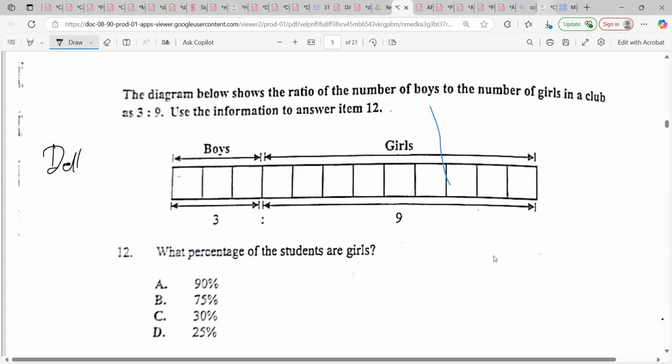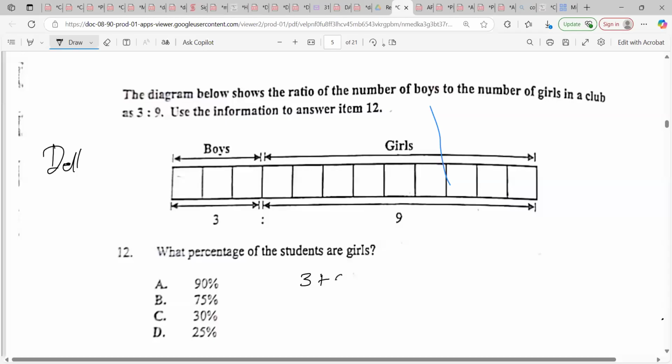Okay, sir. The question asks, the diagram below shows the ratio of the number of boys to girls in a club as 3 to 9. Use the information to answer item 12. So first I will add the two ratios and I will get 9. When you add the two of them, you get 3 plus 9. No, sir, I got 12, sir. Oh, well, you said 9.